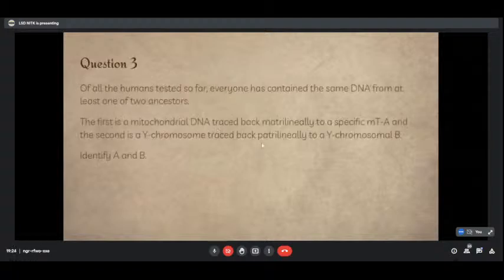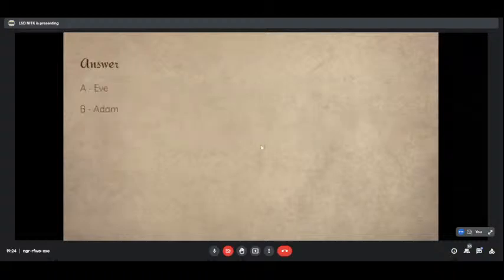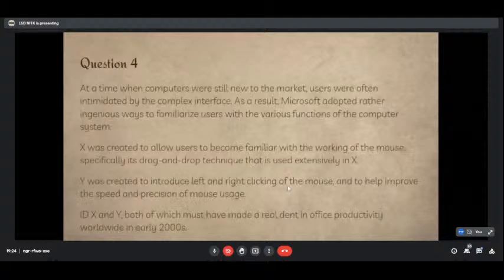Next question. So Adam and Eve. Yeah, that is absolutely correct. I hope you guys didn't mix it up. Eve and Adam are the answers. One was matrilineally descended, the other one was patrilineally descended. And there are two ancestors, so the answer is Adam and Eve. Nice.